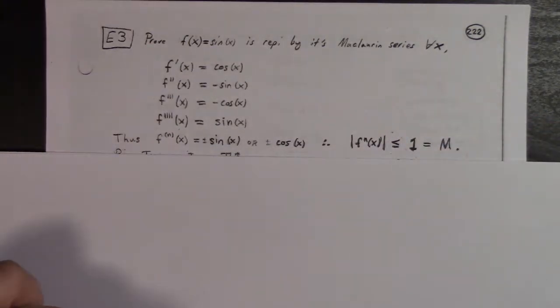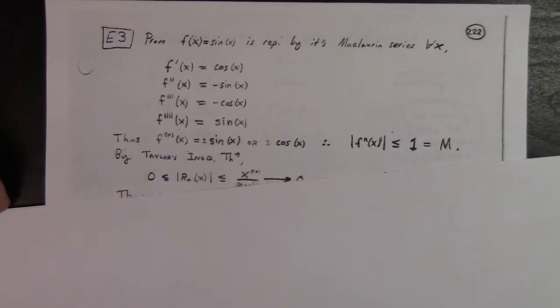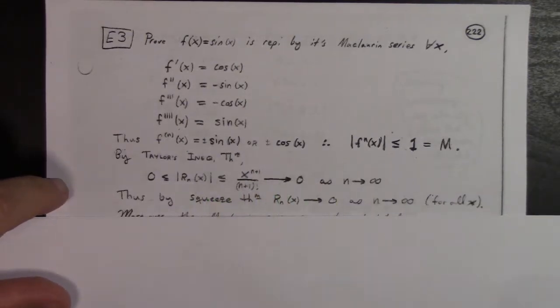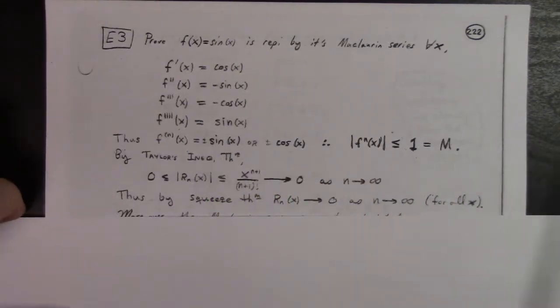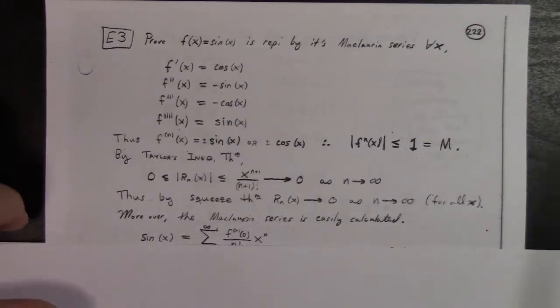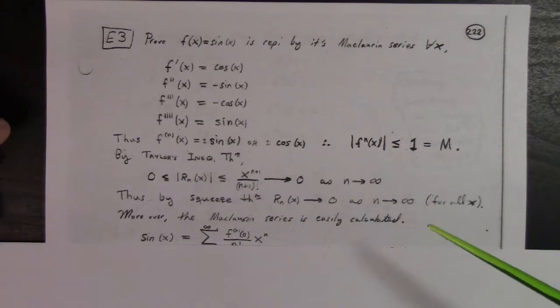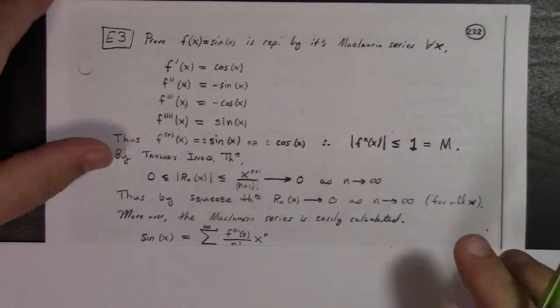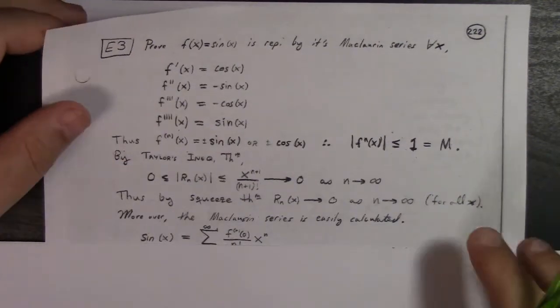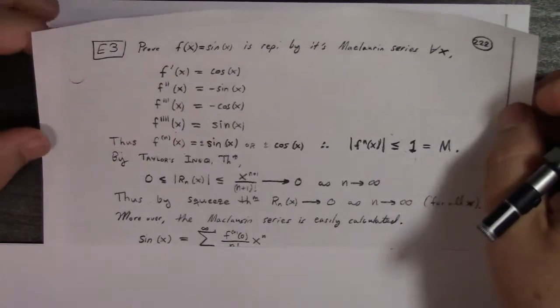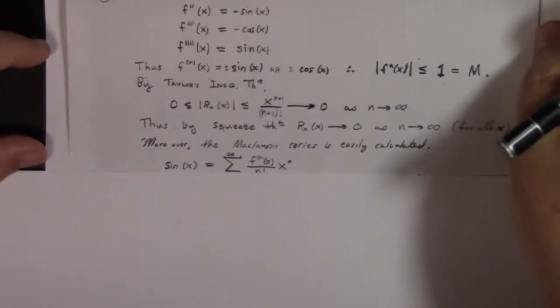So we can actually prove by Taylor's inequality that the remainder goes to 0, which shows you that the Taylor series we're going to find for the sine function is in fact a representation of the sine function for all x. But sine and cosine are kind of the only nice examples I know of this that aren't just stupid.